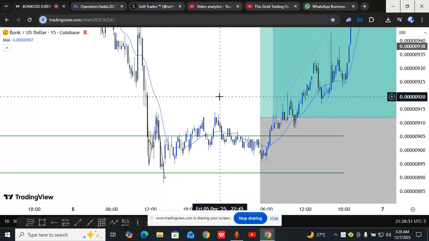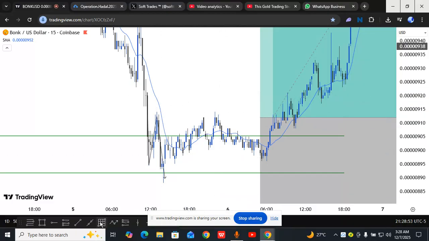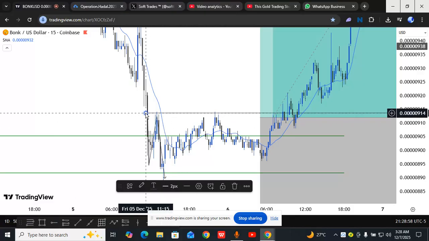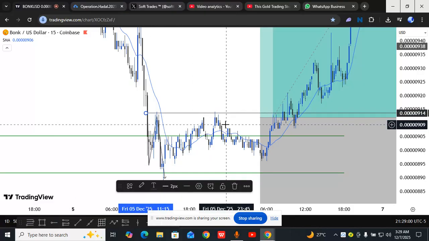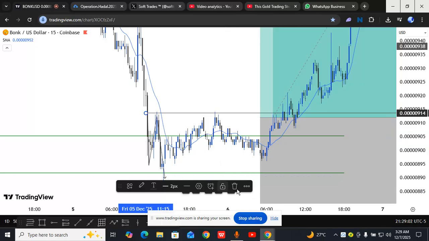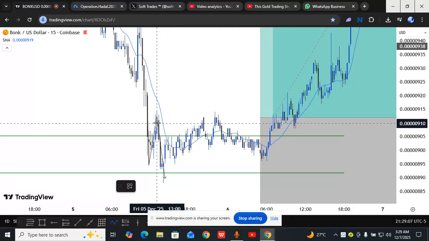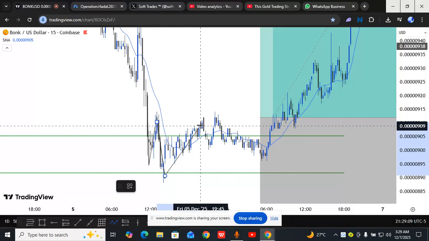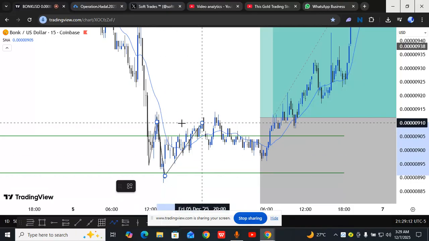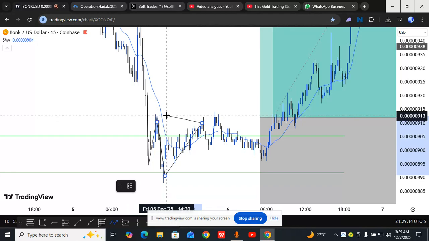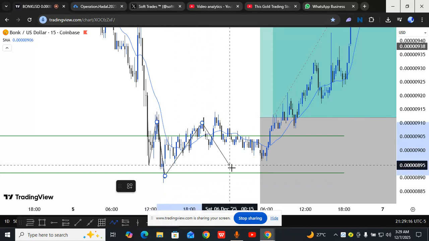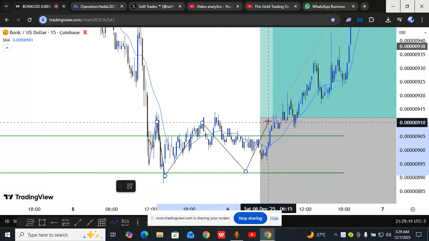Now all I wanted to see was price do either of two things, right? I wanted to see price either close above this level, or I wanted to see price give me a clean double bottom. As you can see, this was the first bottom, so it was either price closes above this level giving me a change of character, or price comes down a bit, right, and gives me another push over here, giving me a confirmed double bottom.